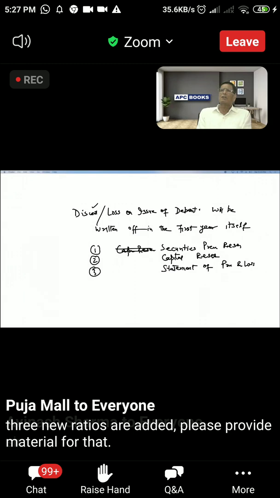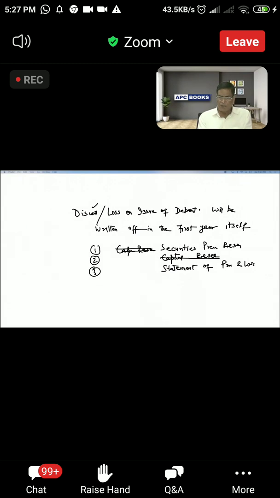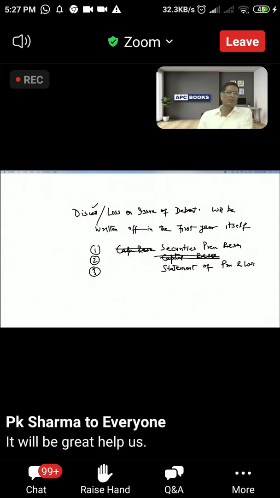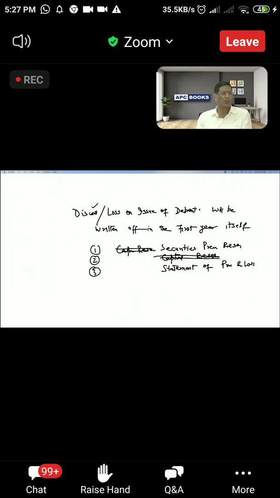In the syllabus, they have changed it. Now, this loss cannot be written off from capital reserve. This change they have introduced in their syllabus, that discount or loss on the issue of debenture will be written off, of course, in the first year, but from only 2 sources. First from security premium reserve, and then from statement of profit and loss.